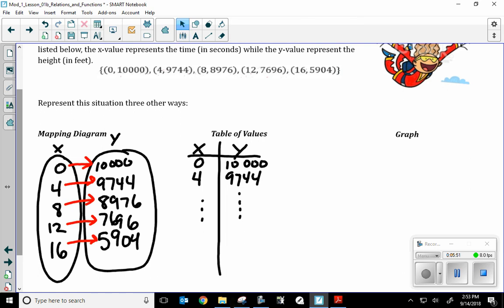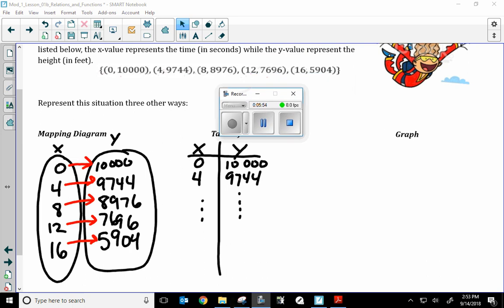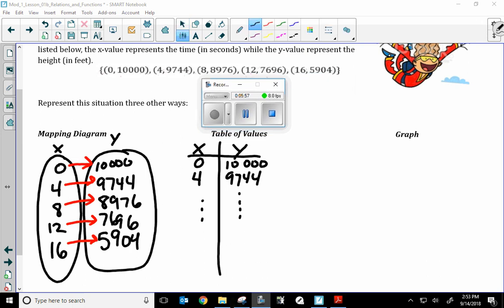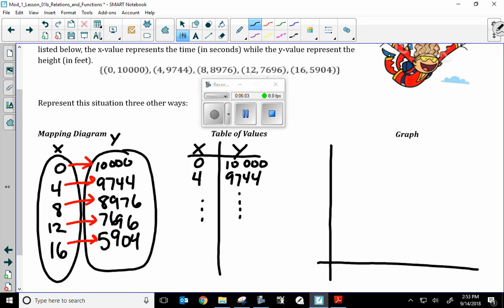Now, lastly, this other way, we have a graph. Now, when I create my graph, I'm going to make sure I include my minimum and maximum values, meaning my low end and my high end for both my x and my y. So what do I mean? My x's go from 0 to 16, so I want to make sure I include those. Here's 0 on the x, 4, 8, 12, 16. And I use increments of 4 because that's what they're given to me.